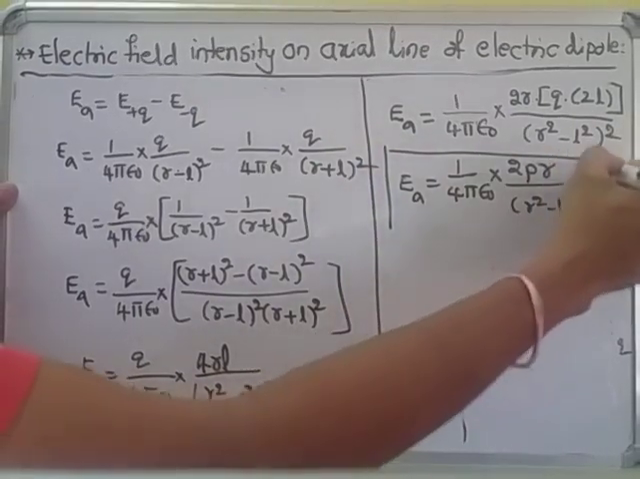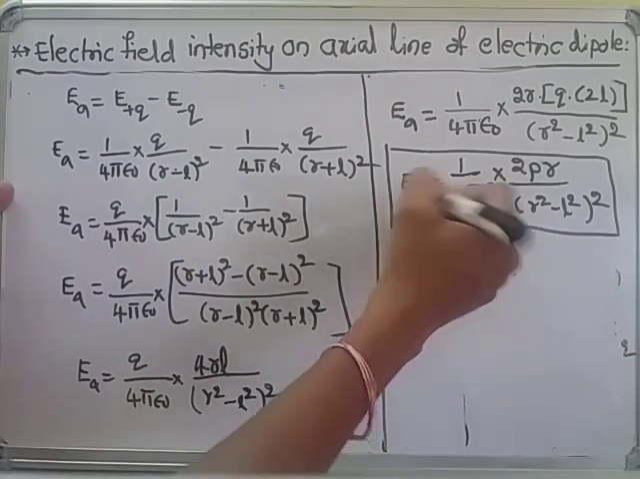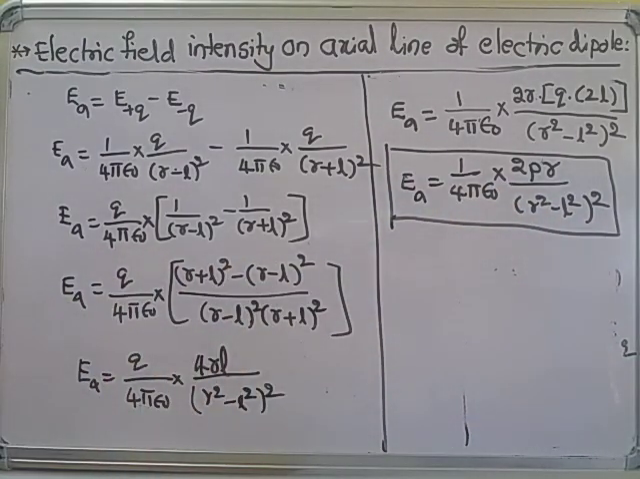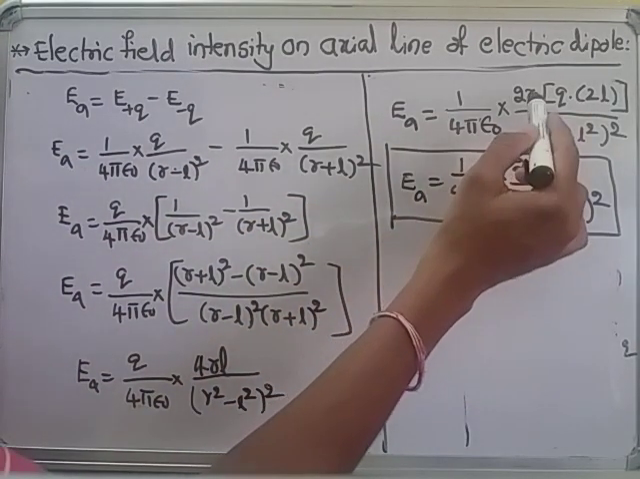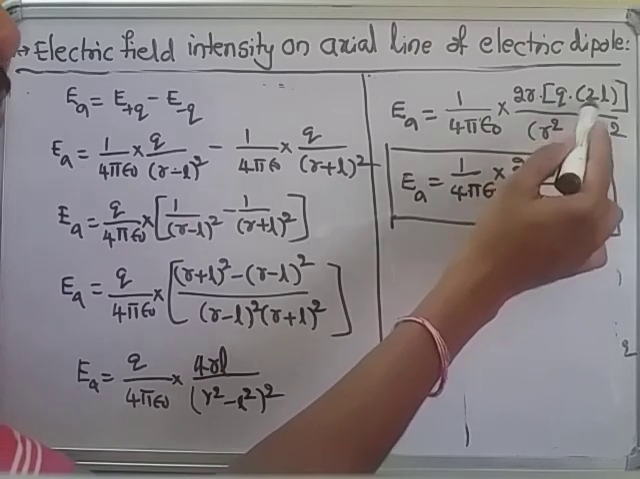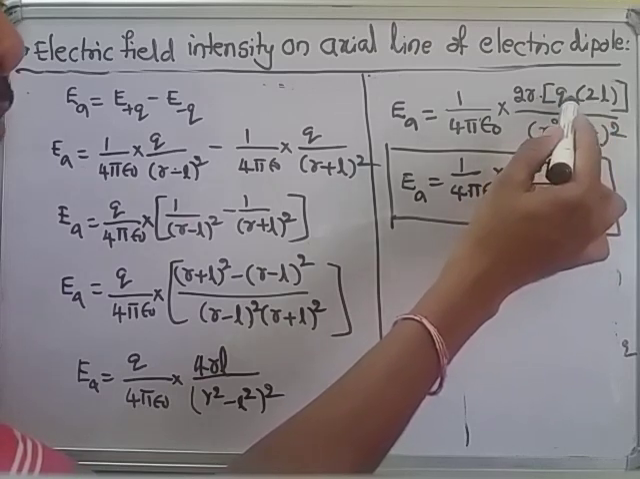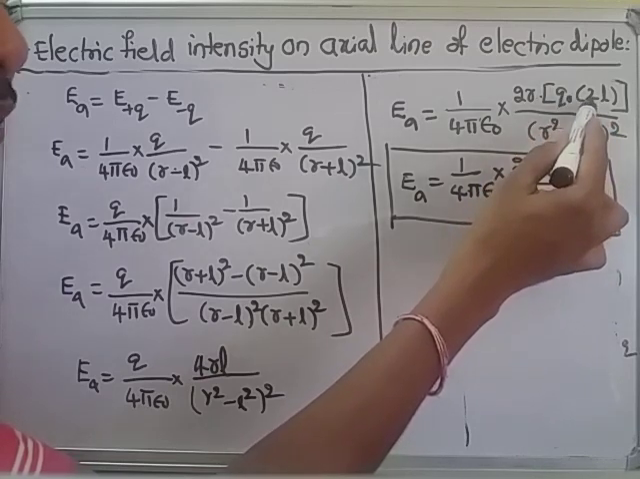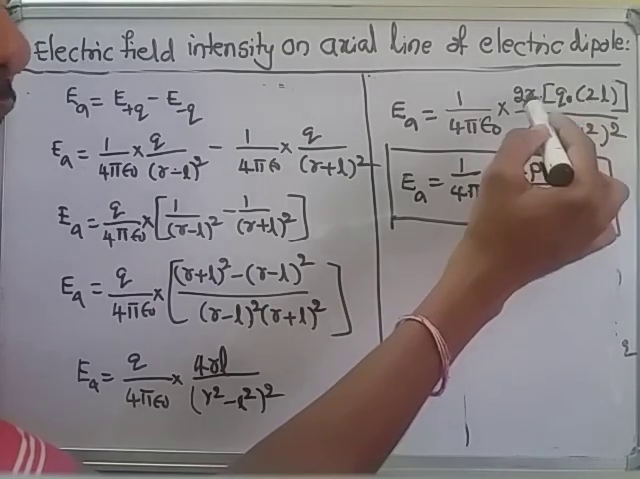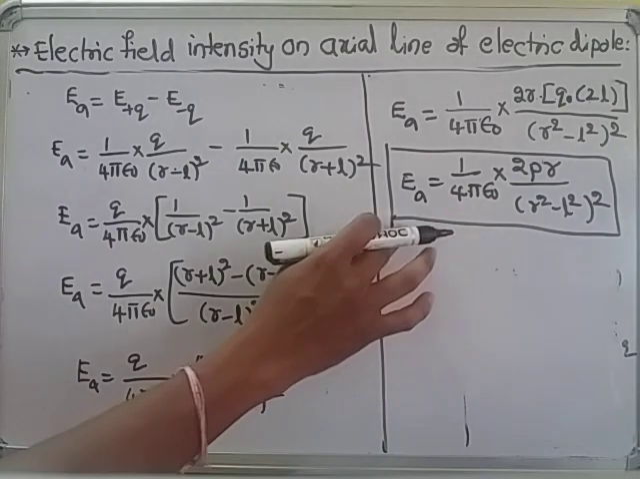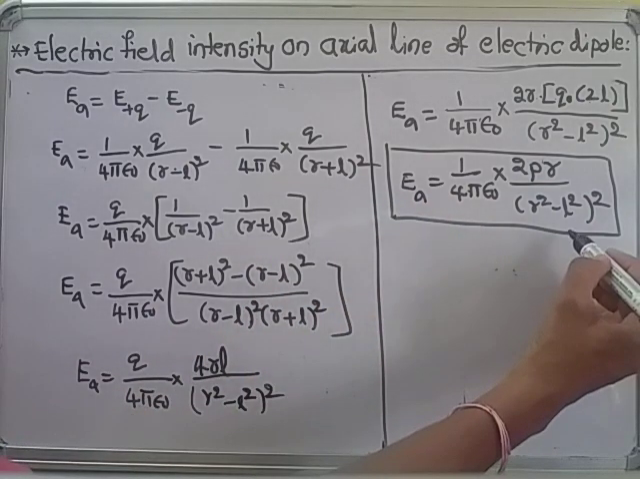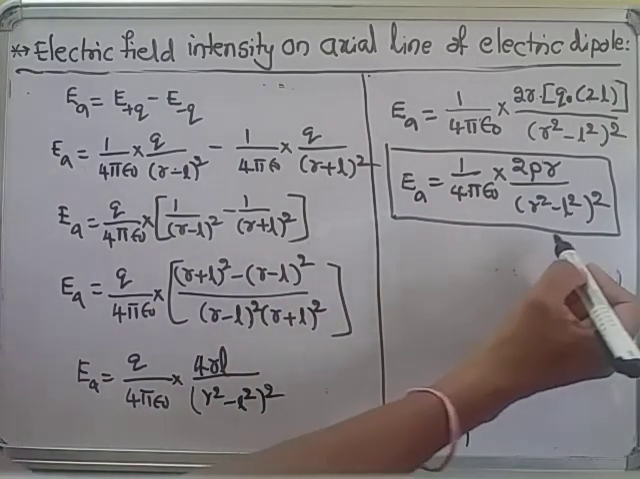This is the formula for the electric field intensity on the axial line of an electric dipole. How are we writing it here? 1 by 4 pi epsilon, 2R, this Q into 2L is P, the dipole moment. Dipole moment is the product of charge and dipole length. Q into 2L is P, 2R into P, 2PR. This is the electric field intensity on the axial line of an electric dipole. Okay, this is the derivation.